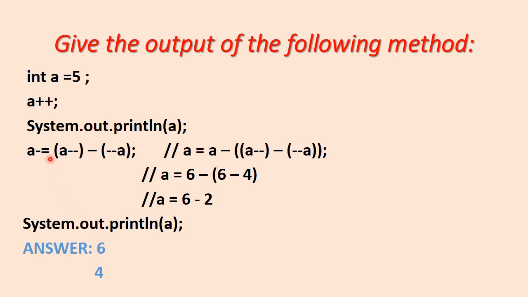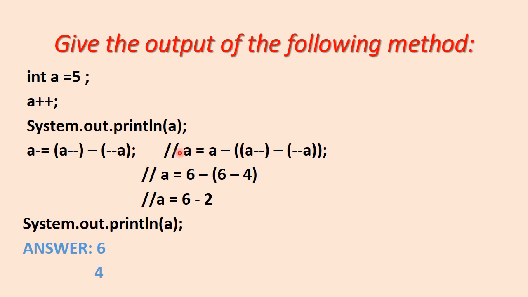Okay. Now next step, a minus equal to. A minus equal to means this is the shorthand operator. Okay. And a minus equal to a minus minus in the bracket and minus minus minus a. Okay. This is the postfix decrement operator and this is the prefix decrement operator.